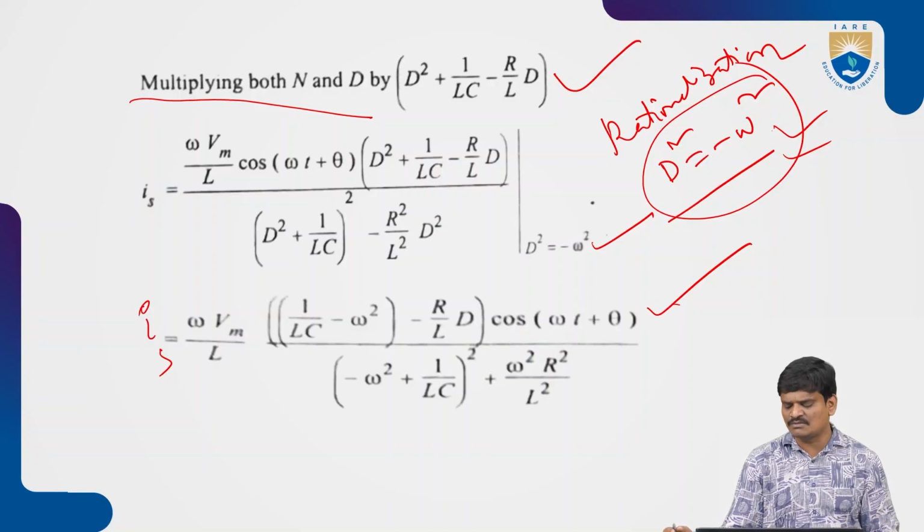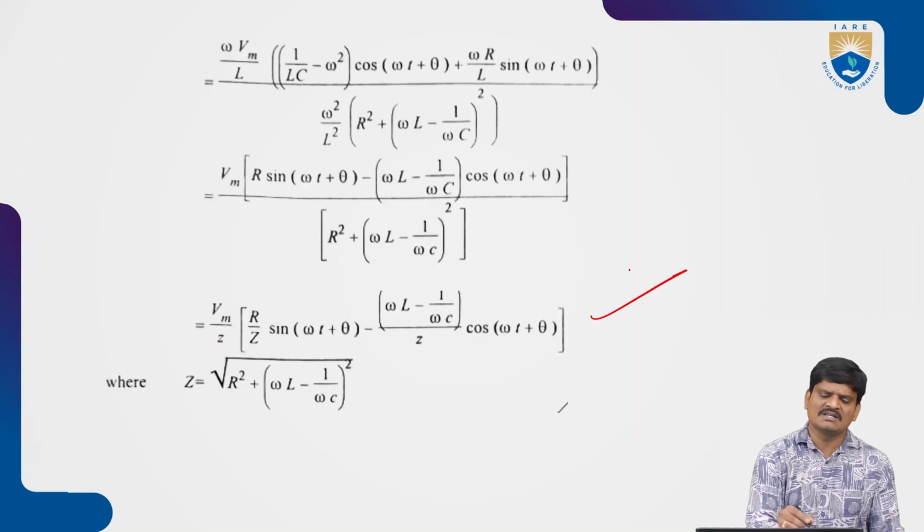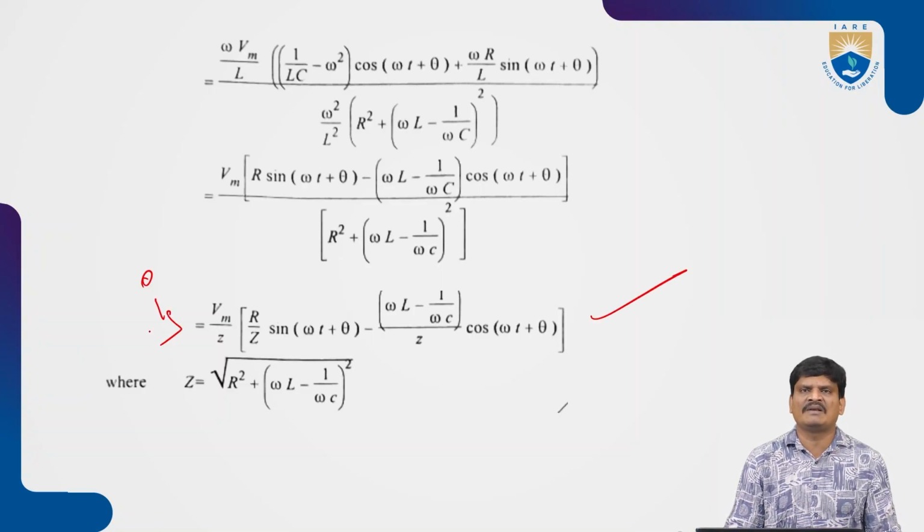Replacing the value of d square as minus omega square. So after applying many mathematical techniques and by taking the common parameters that are present in the circuit, we can have common parameters in the plus, minus, and after obtaining all those things, this is the value of the expression of the steady state current that is obtained finally, which is stated as Vm by Z of R by Z into sine of omega t plus theta minus omega L minus 1 by omega C by Z into cos of omega t plus theta.